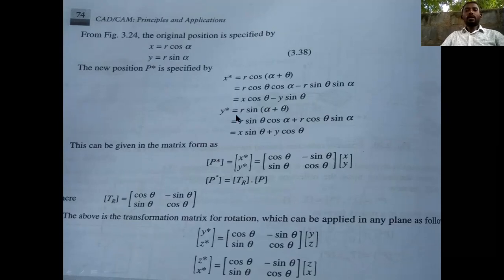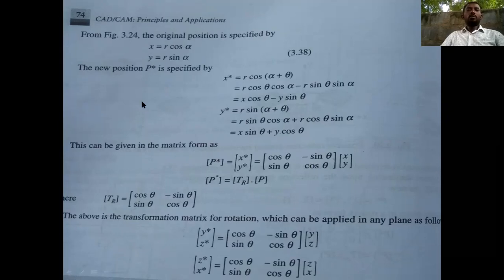Next, the same for the y direction. y dash, or y star, equals r sin of alpha plus theta. The formula gives r sin theta cos alpha plus r cos theta sin alpha, and we can simplify it in the same way. r cos alpha is x, so x into sin theta, plus r sin alpha, where r sin alpha is y, so y into cos theta.